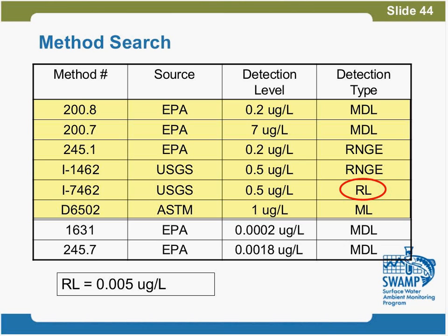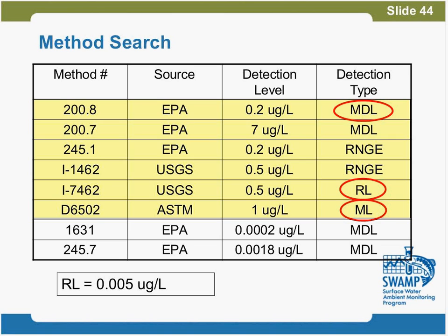so we'd have to go look in the method and see if there's a definition in there, to make sure that they're not meaning what we might call minimum level or method detection limit. Then this one says method detection limit and is an EPA method, so we can probably assume that it's following the 40 CFR Part 136 requirement for the methods, but not necessarily, because some of the older methods are not up to date, right? So again, we want to be really careful.